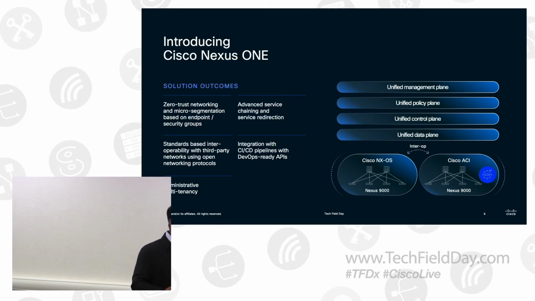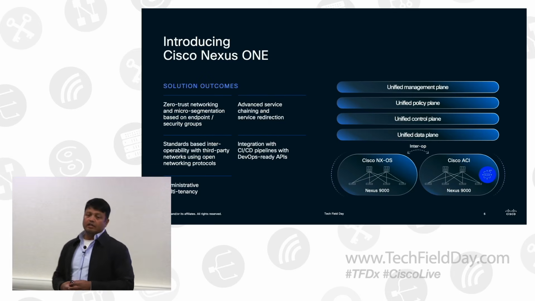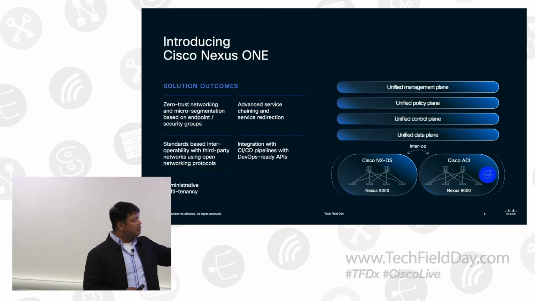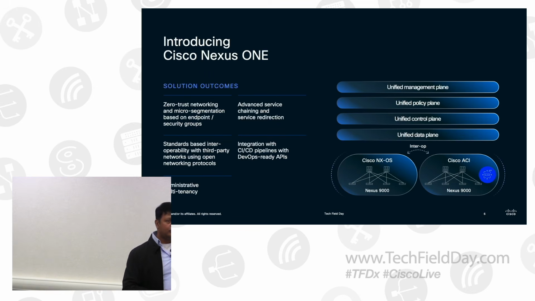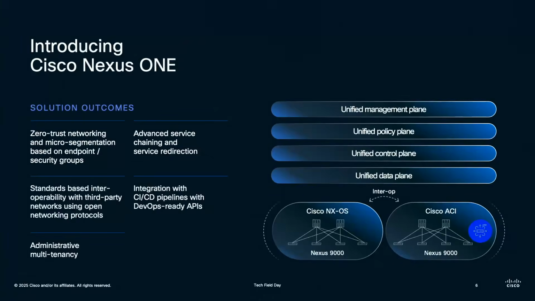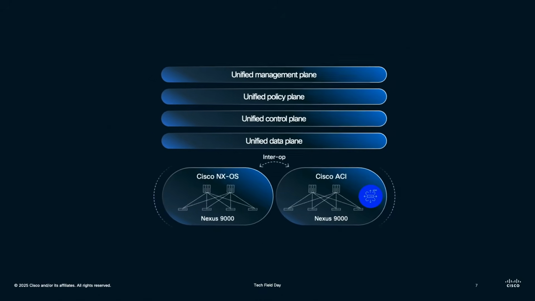And we can do so by doing a lot of unification work. And that unification work that we are doing is focused on all these various planes, unifying at the data plane level, unifying at the control plane level, unifying at the policy plane and management plane, right? And for this, we have gone to IETF and proposed some standards on how we can do this unification work, right? And so that's what we are working on. That's what we call Nexus 1.